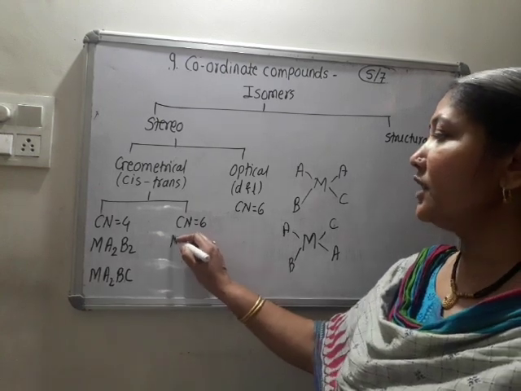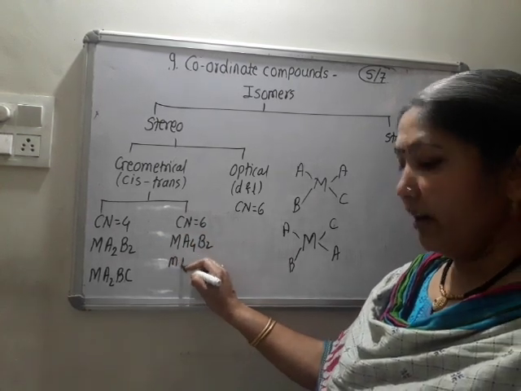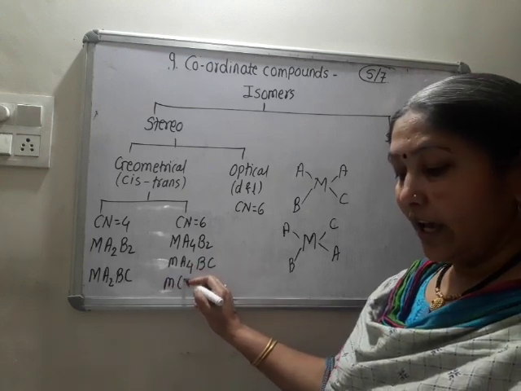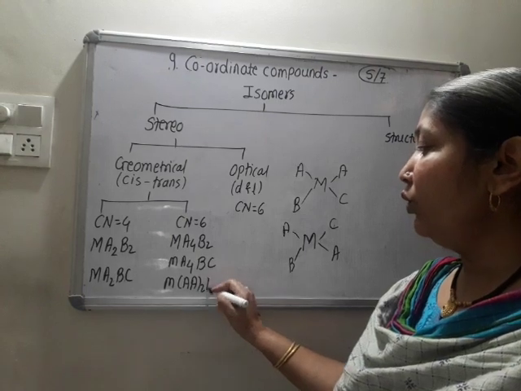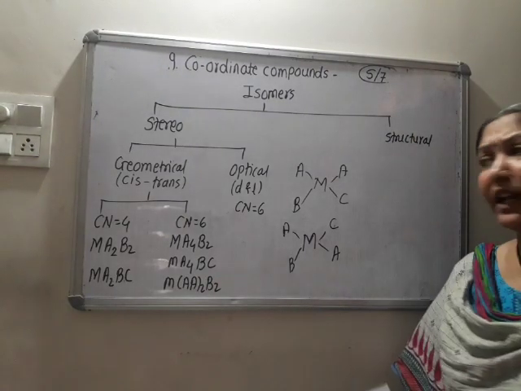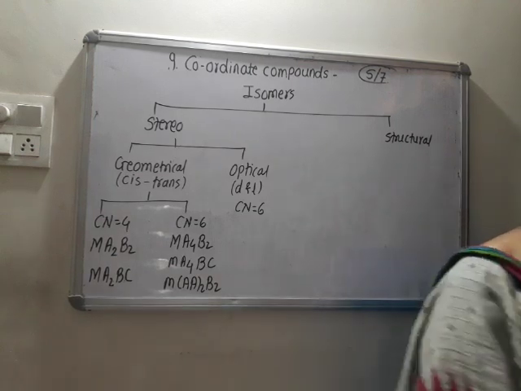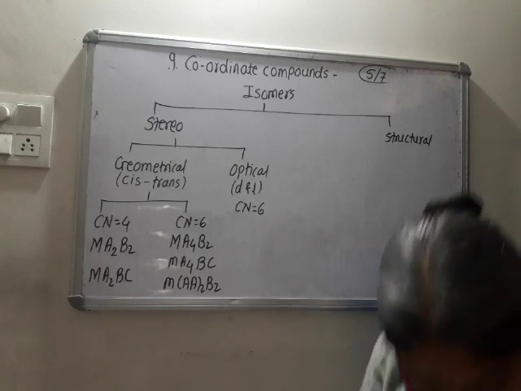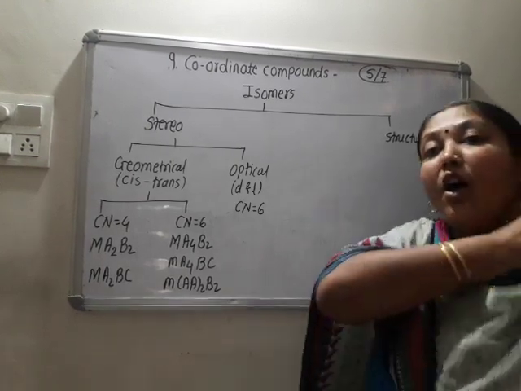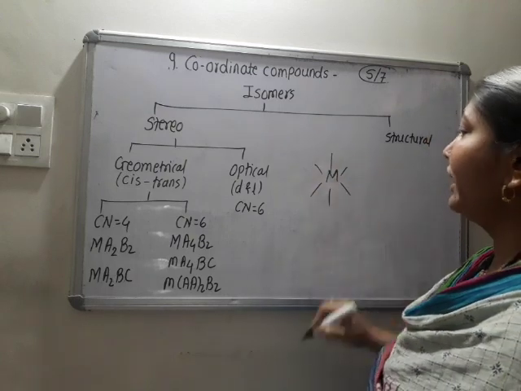So there are 3 such compounds. MA4B2. Second one is MA4BC. And third one is M(AA)2B2. What does it mean? You can take any example or simply write the general form. No problem. So the first one, that is MA4B2. Coordination number 6 means octahedral geometry. So like this.